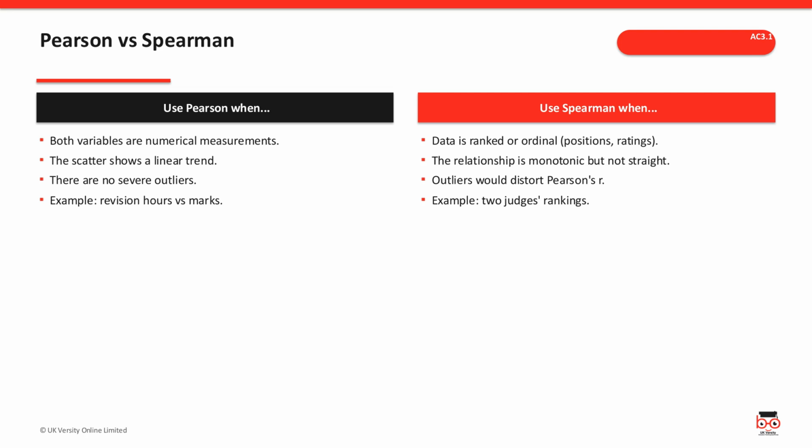Reach for Pearson when both variables are numerical measurements, the scatter shows a straight-line trend, and there are no severe outliers. Revision hours against marks is a good fit. Reach for Spearman when the data is ranked or ordinal, like positions or ratings, when the relationship is monotonic but not straight, or when outliers would throw Pearson off. Two judges' rankings being the obvious case.